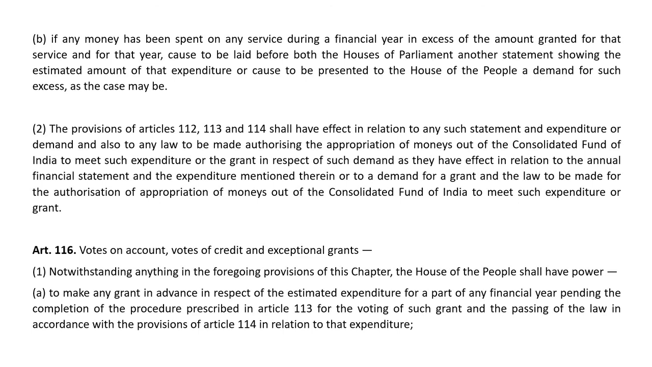Article 116, Votes on Account, Votes of Credit and Exceptional Grants. Notwithstanding anything in the foregoing provisions in this chapter, the House of the People shall have power to make any grant in advance in respect to the estimated expenditure for a part of any financial year, pending the completion of the procedure prescribed in Article 113 for the voting of such grant and passing of law in accordance with the provisions of Article 114 in relation to that expenditure.